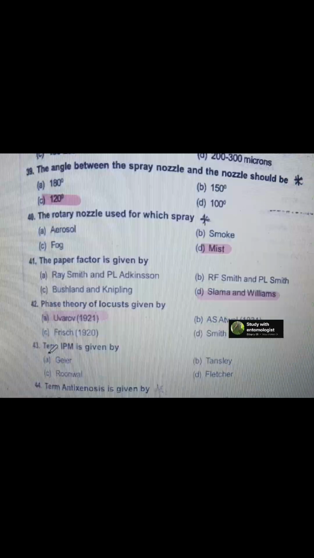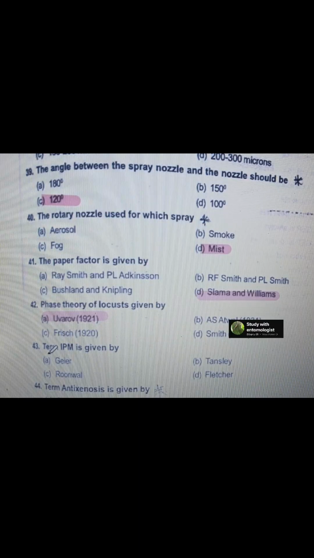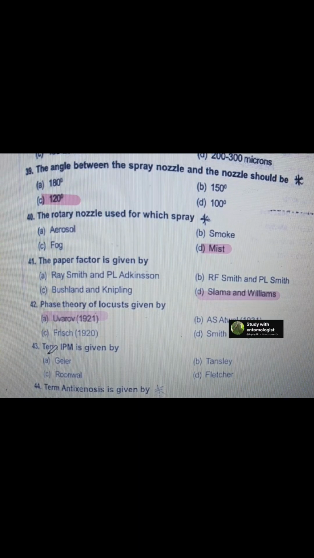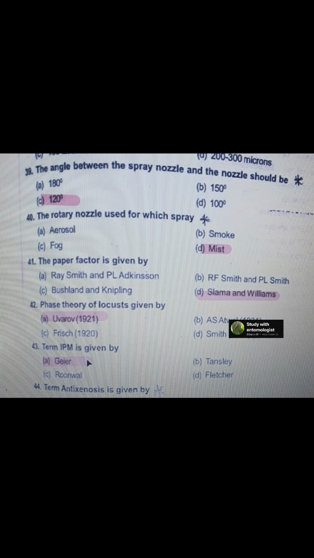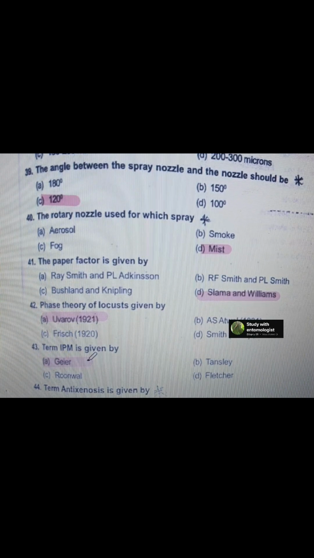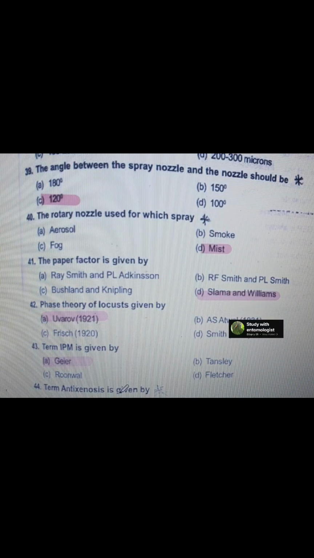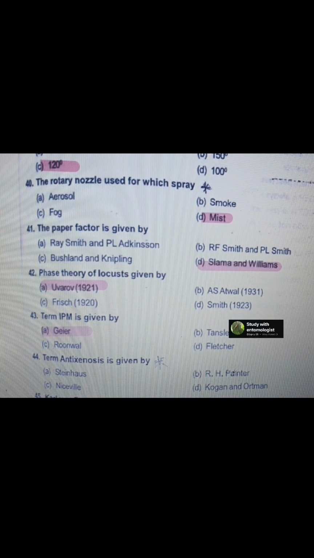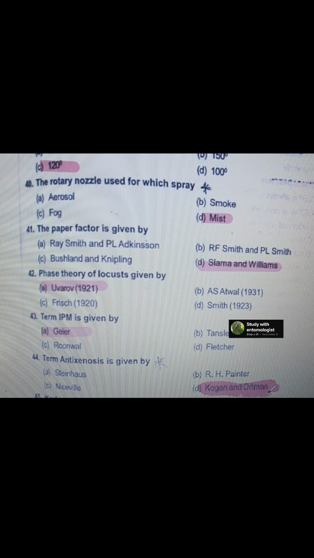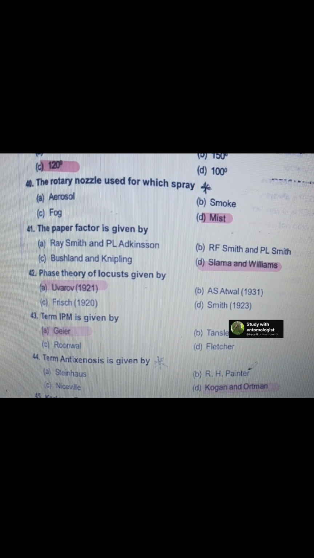Next question is the IPM is given by, so it is given by Geier and Clark, option A. Again the environmental EIQ is given by Perdigo and Higley. Next question is the term antixenosis is given by, so it is given by Kogan and Ortman in 1978. R.H. Painter gave the term non-preference.